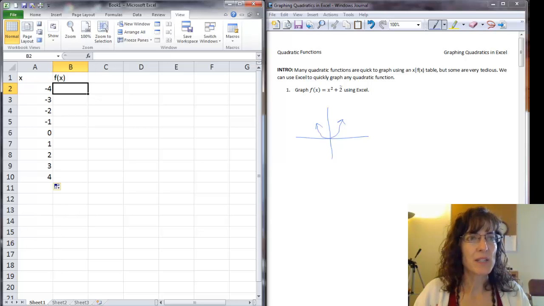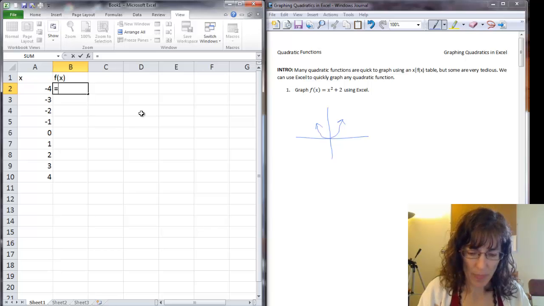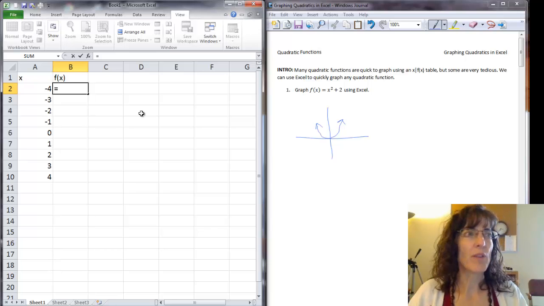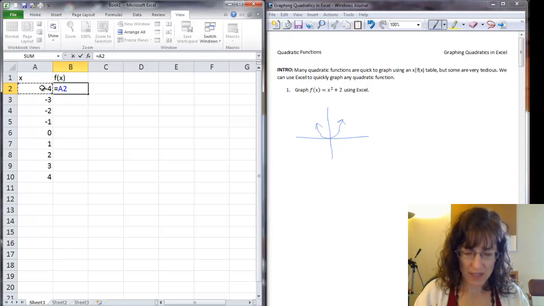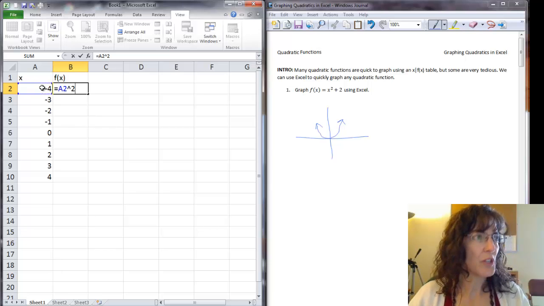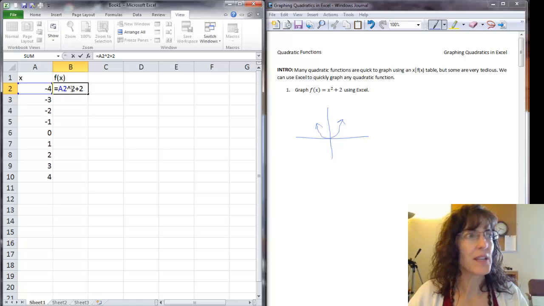So my f of x is defined to be x squared plus 2. So here in the box right next to the x, I want to calculate the matching f of x. So I'll say equals, and then I want to take whatever I have over there for the x. So I'll click on it. That's my x, and then I use the caret 2 to mean squared, and then I just say plus 2. So that is basically, if you think of that A2 as your x, x squared plus 2. And that's what my function is over here on the paper.